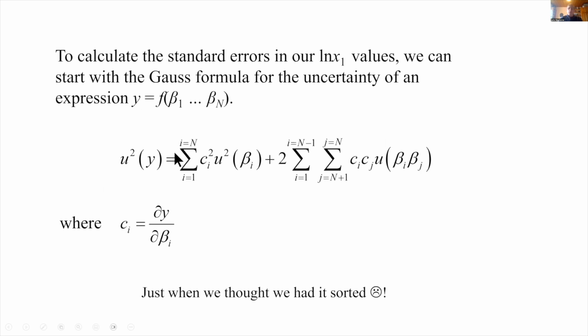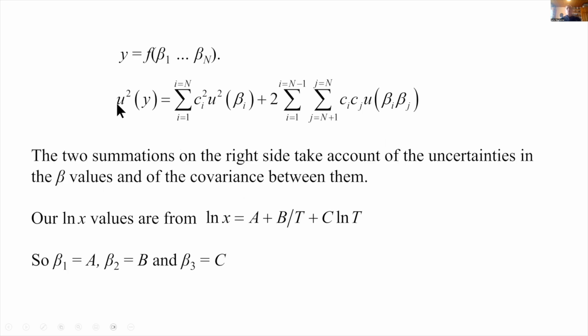The first term here, let me go to the next slide, includes the variance, the square of the standard error in our parameter, multiplied by the differential. So it's the sum of those for each parameter. And the second term contains the covariances. That is, how much does changing beta i affect beta j? Are they coupled in some way?